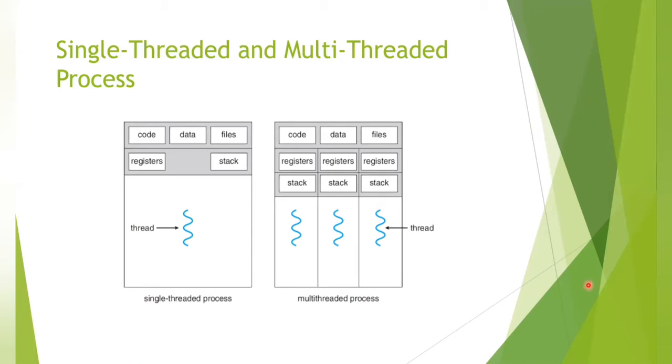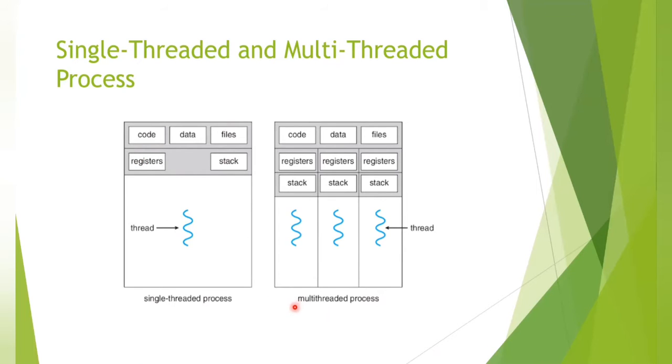So now let's look at single-threaded and multi-threaded process. So this is a single-threaded process. We see here there is a single thread. So a single thread consists of stack, registers, code, data, and files. So a single thread will execute this process using these components.